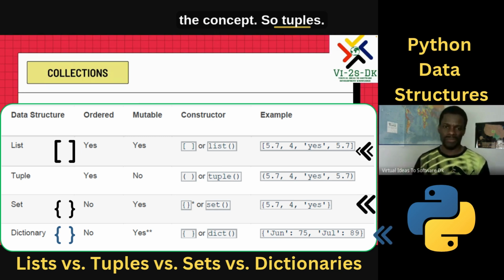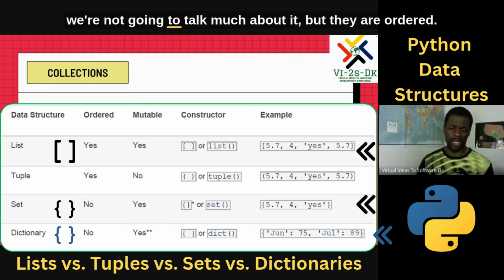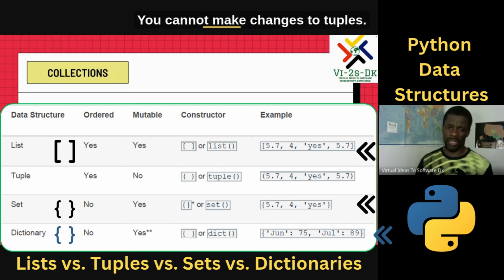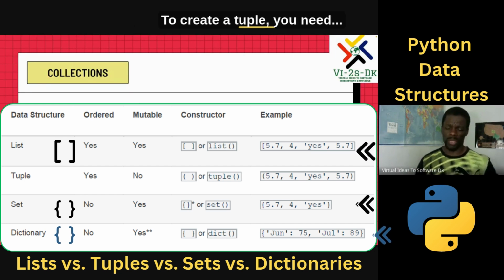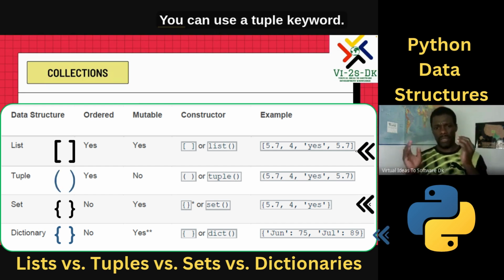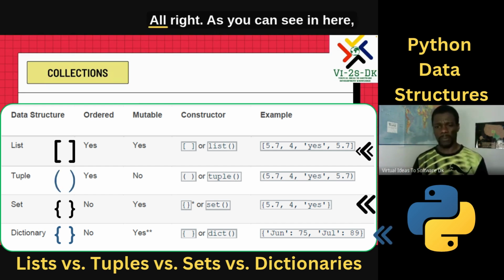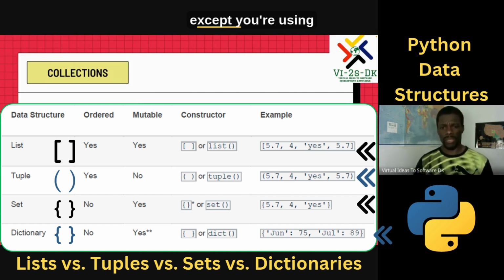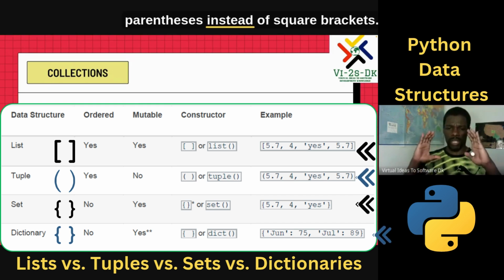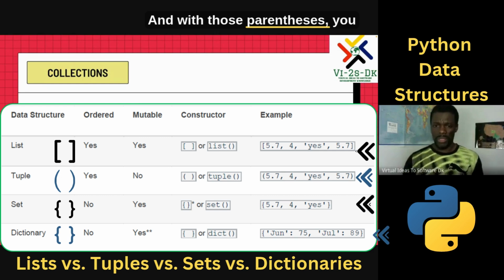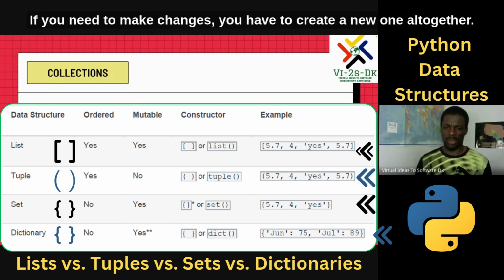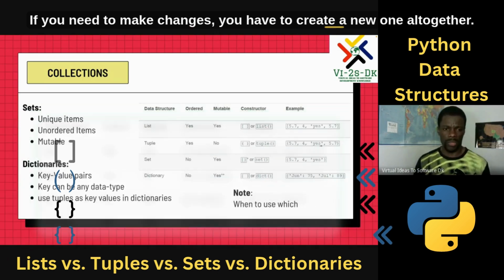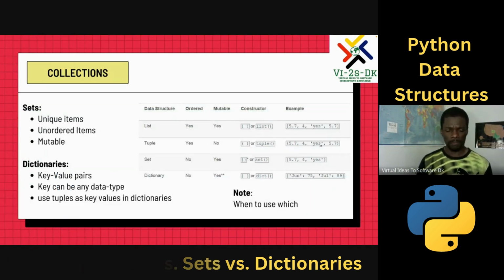So tuples again, we're not going to talk much about them, but they are ordered. You cannot make changes to tuples. To create a tuple, you need parentheses, or you can use the tuple keyword. As you can see in here, the tuple looks exactly like the list, except you're using parentheses instead of square brackets. And with those parentheses, you cannot make any changes to this tuple. If you need to make changes, you have to create a new one altogether. Does this make sense?